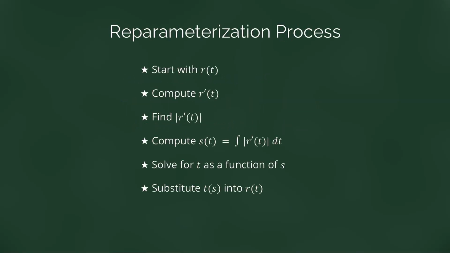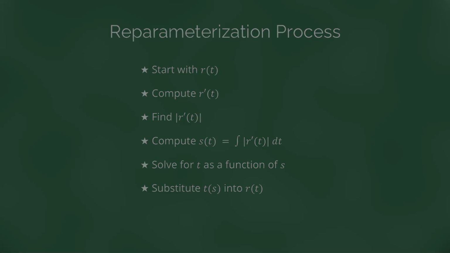In order to reparameterize a curve in terms of its arc length instead of some arbitrary parameter t, we're going to go through several steps. First, we'll start with r(t) and we'll compute its derivative. We'll then find the magnitude of that derivative, which allows us to come up with our arc length function s(t). Once we establish that relationship between s and the existing parameter t, we can solve for t as a function of s, and then substitute that back into our original curve.